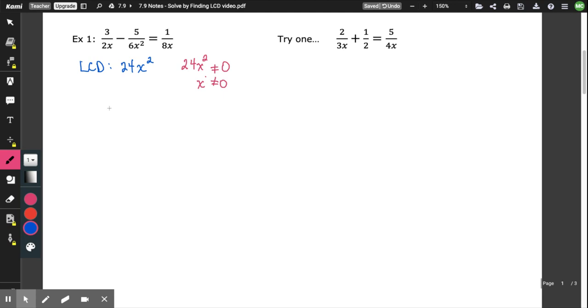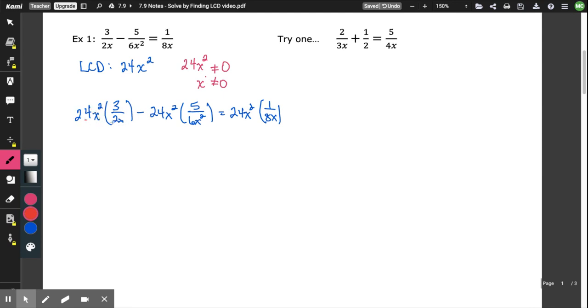it would be extraneous. So now I'm going to take each of the terms in the original equation and multiply them by 24x squared. So I'm putting 24x squared times each of those terms in the original equation. Everything else is staying the same. When I do this, all of the denominators are going to cancel out completely. What I'm multiplying by is going to cancel the denominator completely.